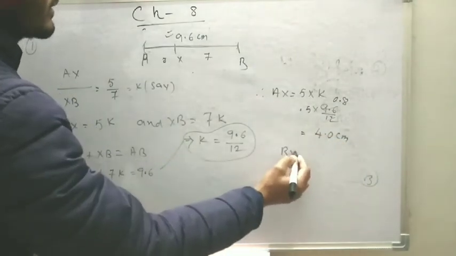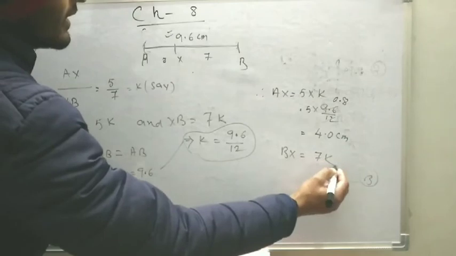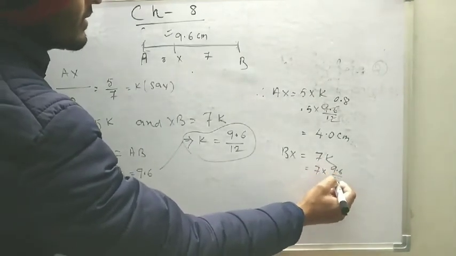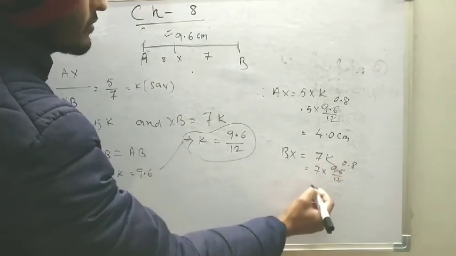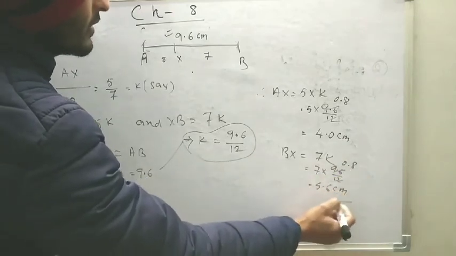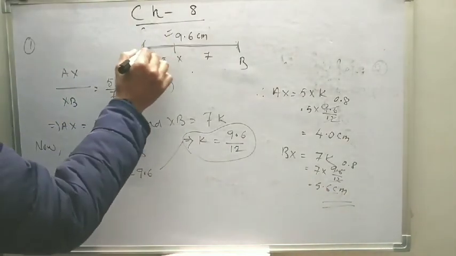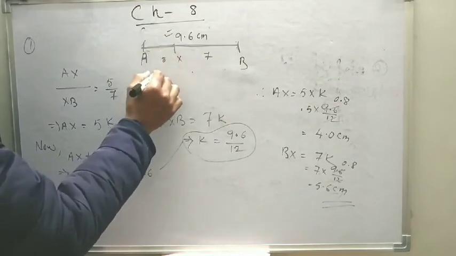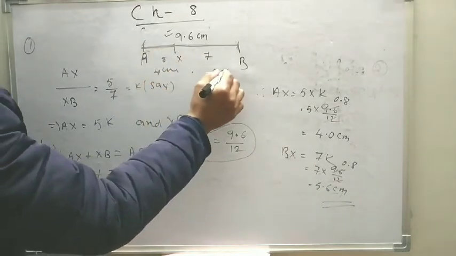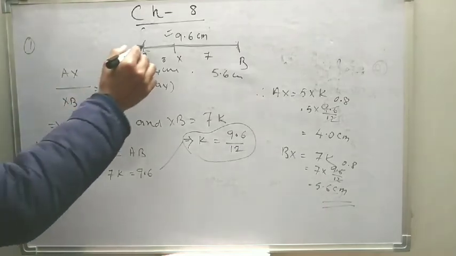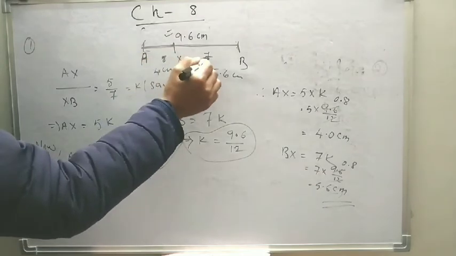And Bx will be 7k. Let us see what is 7k. 7 multiplied by 9.6 divided by 12, which is 0.8, so 5.6 centimeter. So we are getting the two line segments Ax and Bx as 4 centimeter and 5.6 centimeter. So these are the two parts of the line segment of 9.6 centimeter, where it is divided internally in the ratio 5:7.